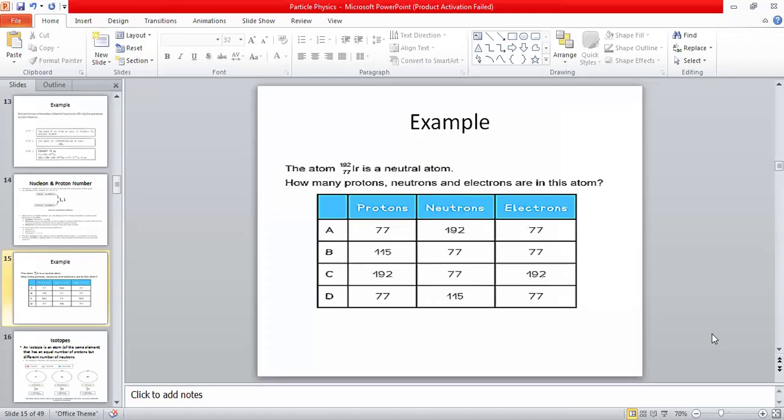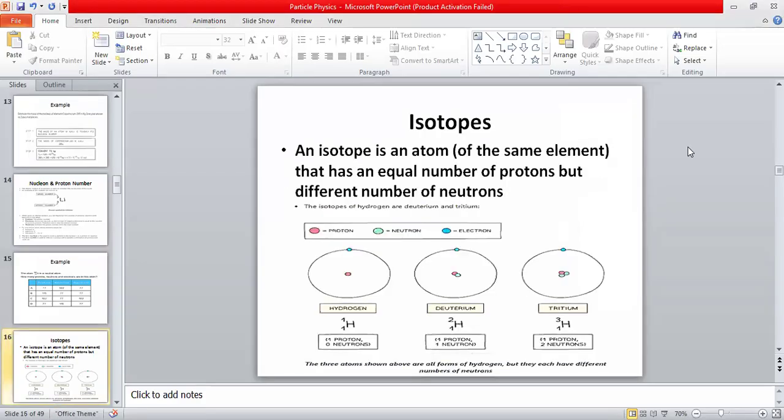How will we find the neutron number? Sir, it'd be 115. Yes, it will be 115. How do we get 115? It is found by subtracting 77 from 192. So 192 minus 77 will give us the number of neutrons. Good.